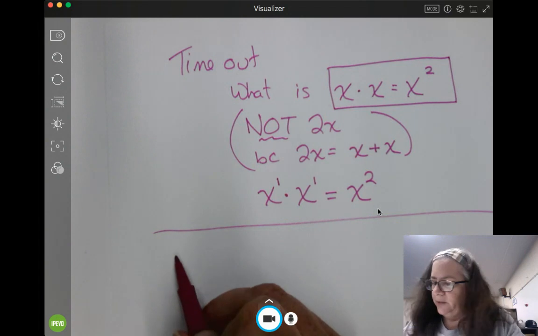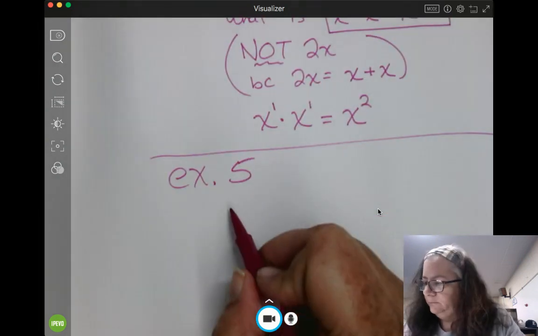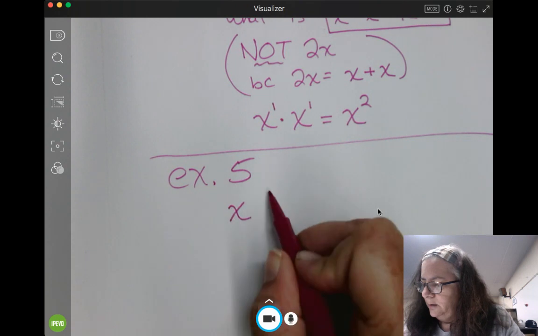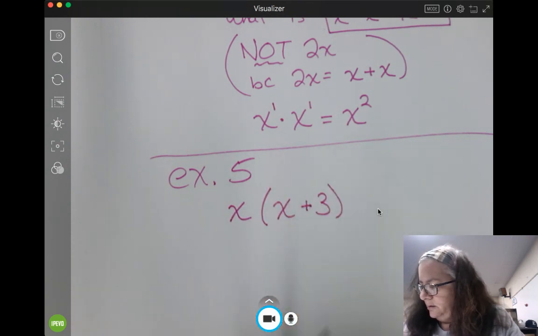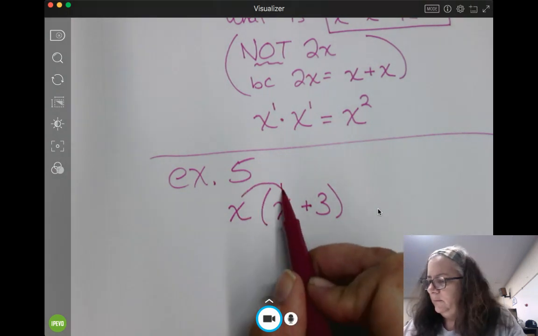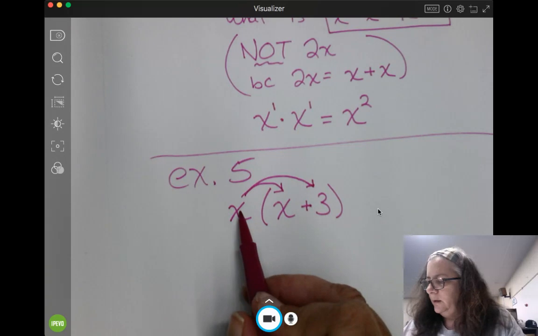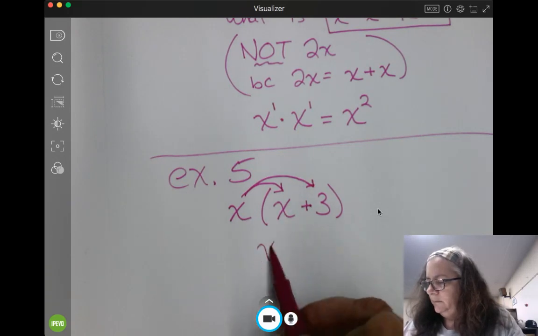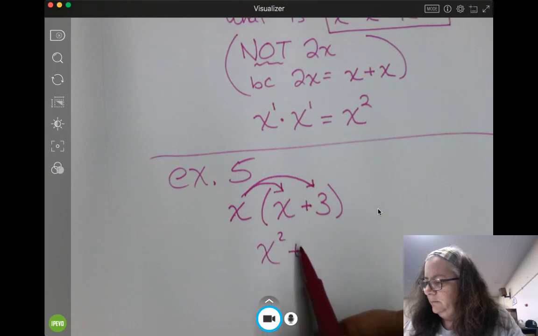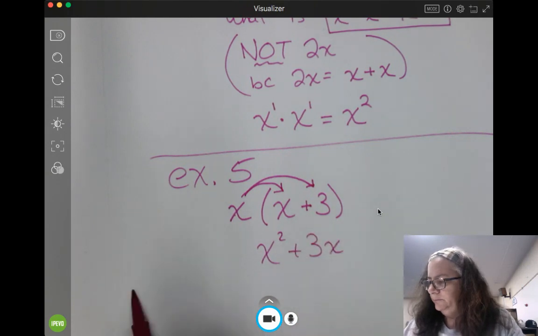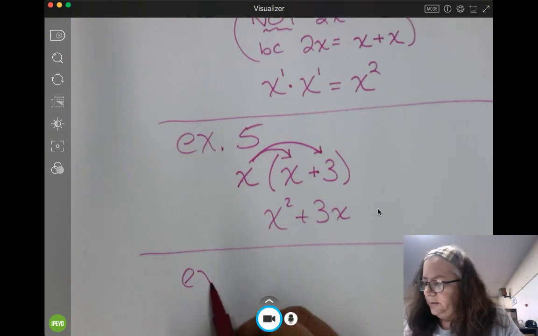So here we go. Example, are we on 5? Yeah, example 5. X times x, x squared. X times 3, example 6.